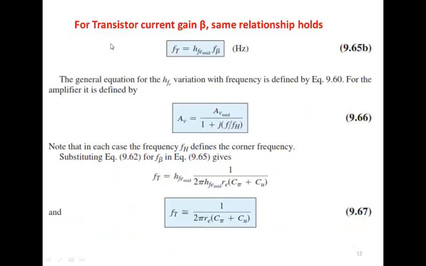Same applies to transistor beta as well. This relationship holds, that is, ft, the unity gain frequency, would be equal to the gain bandwidth. Gain is the mid-band value of beta times the cutoff frequency f beta. It would always remain constant. So the general equation for HFE variation with frequency is defined by equation 960.